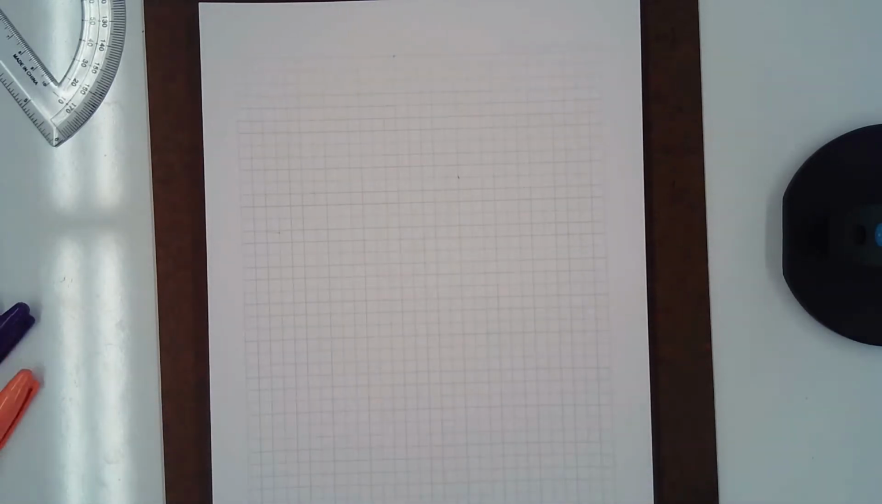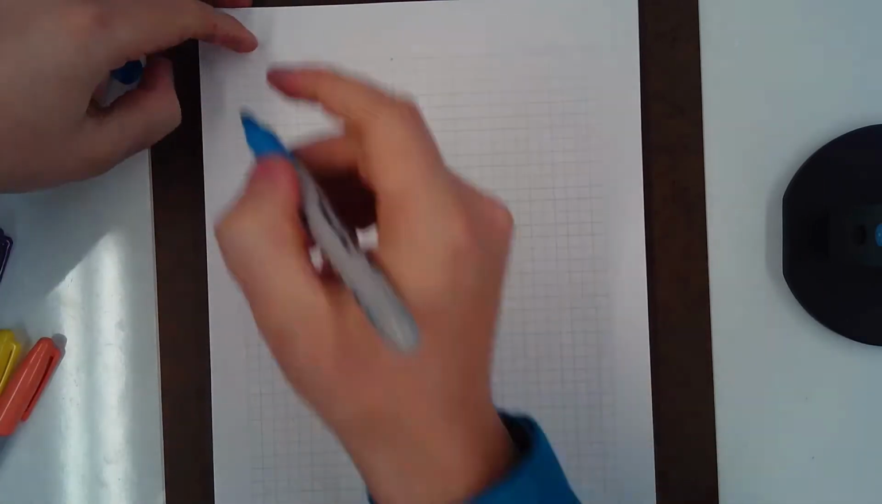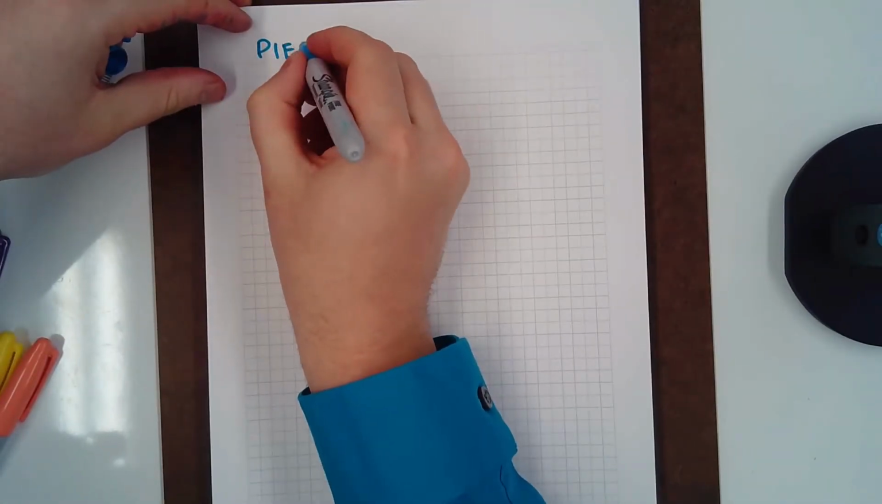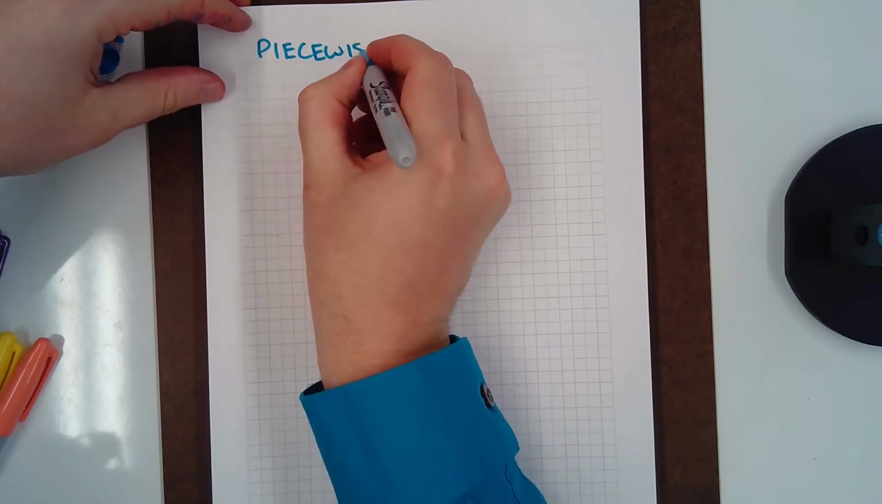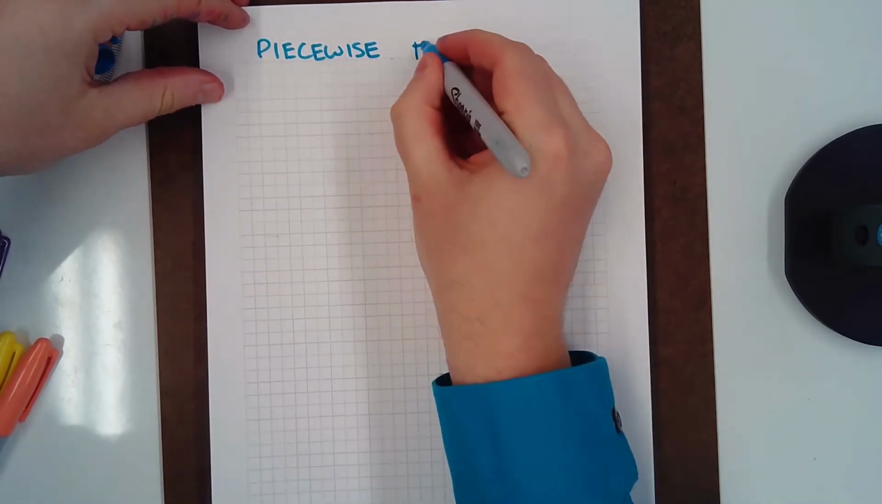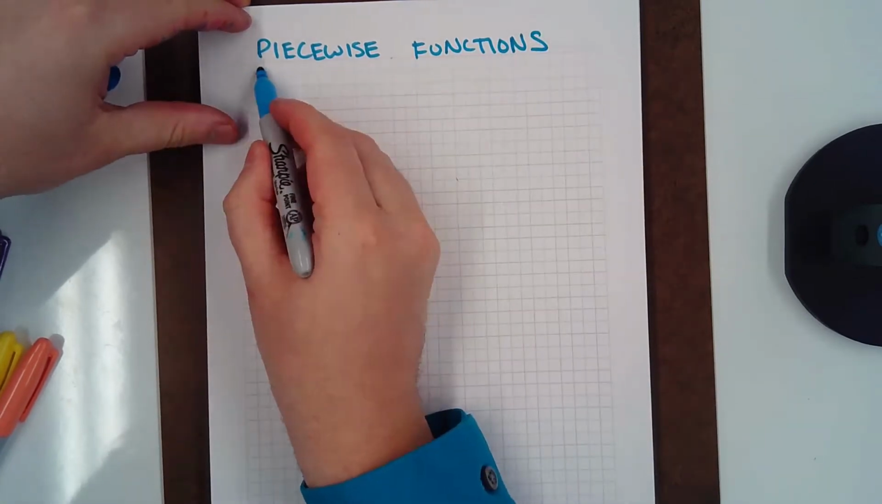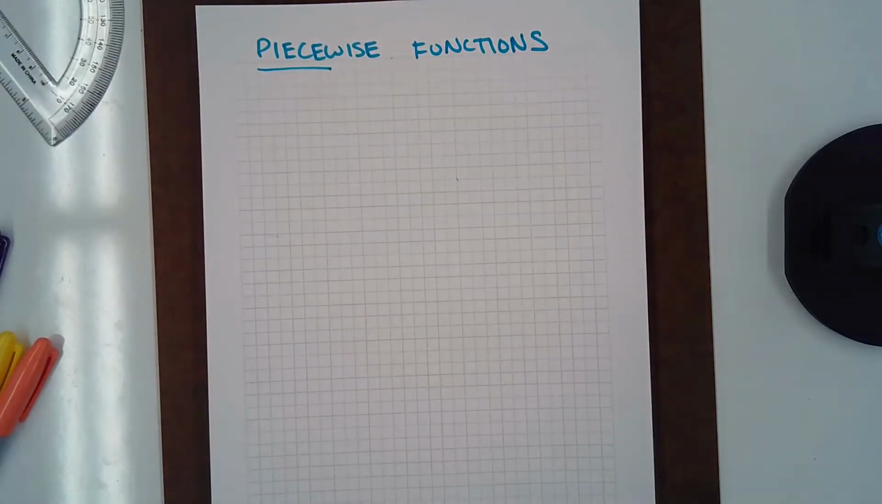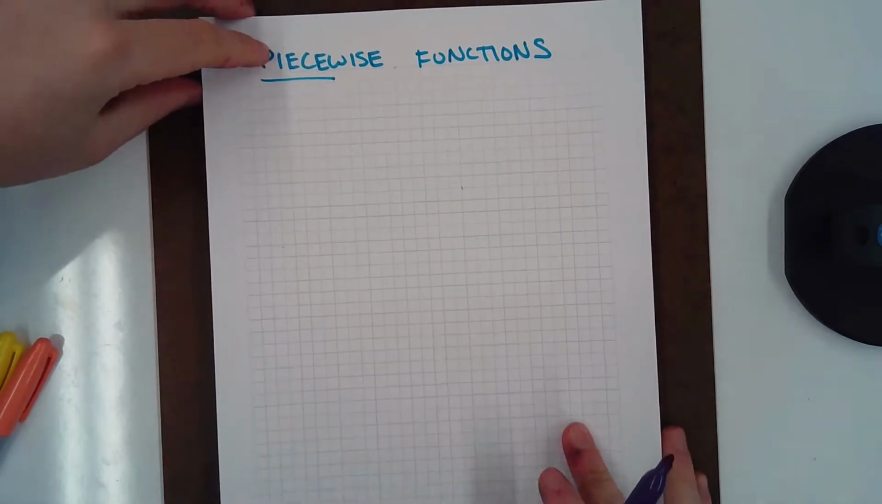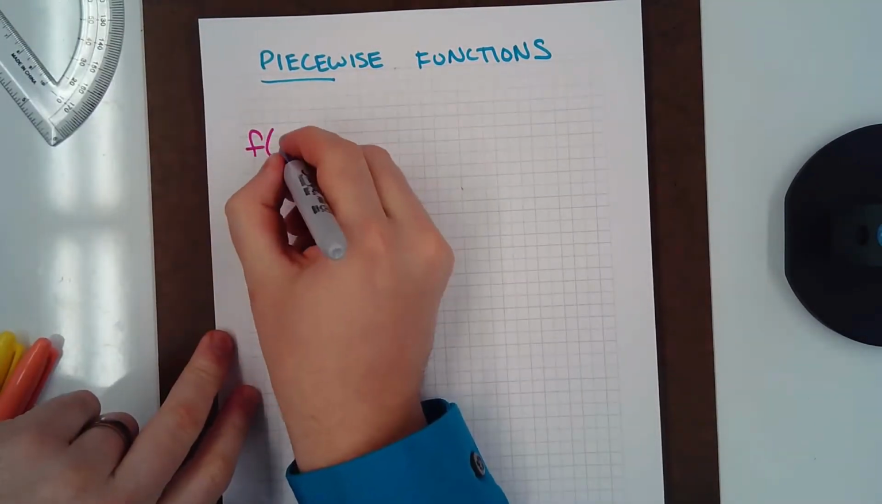We're going to be talking about some piecewise functions. So for piecewise functions, here's what you need to know. First off, let's write it at the top. Piecewise functions are just what they sound like. They're made of pieces. So if you recall, it looks something like this.